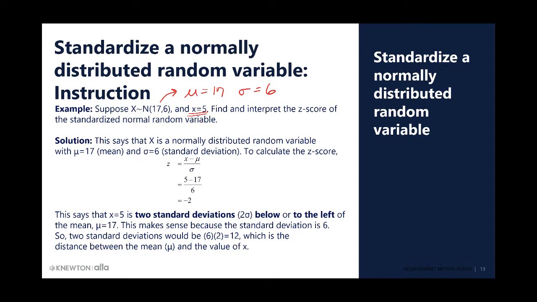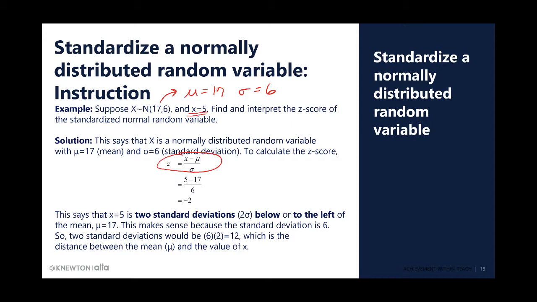So all you have to do is apply our z-score formula: data value minus the mean over the standard deviation. So our x value is 5, minus the mean of 17, divided by 6. If you work that out, you end up with a negative 2.